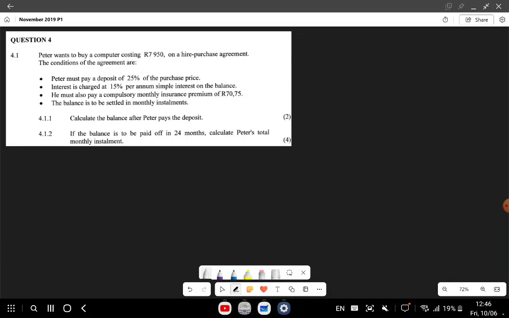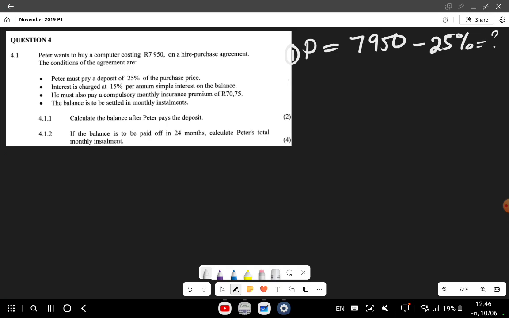Normally, before we start answering the questions, I like to write the details down. So the principal amount is going to be equivalent to the cash amount minus the deposit. So it's going to be 7,950 minus 25% deposit. And this is what they're asking us in question number 1. They're actually asking us what is the principal amount.